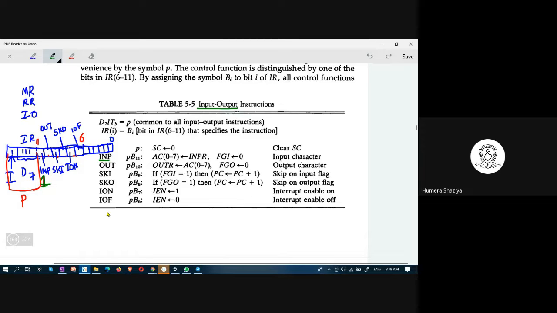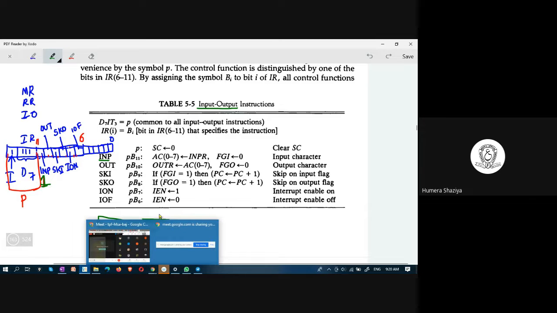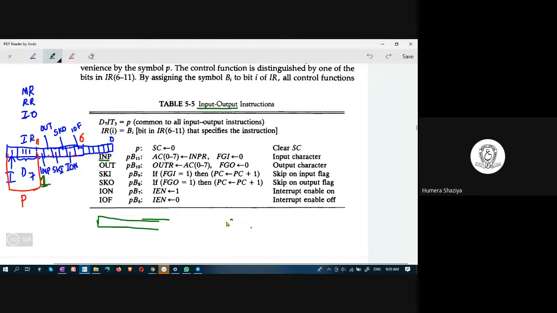And what happens in this input instruction? AC, accumulator, you are trying to access the first part. There are two parts in accumulator. Why am I saying there are two parts? Because I'm dividing the accumulator in terms of bytes. There are 2 bytes. The size of accumulator is 16. This 16 you can divide into low order byte and high order byte. Which is low order byte? This 0 to 7 is low order byte. Which is high order byte? 8 to 15 is high order byte.